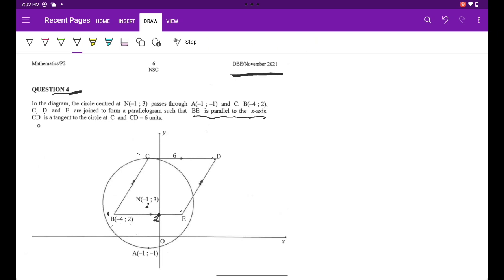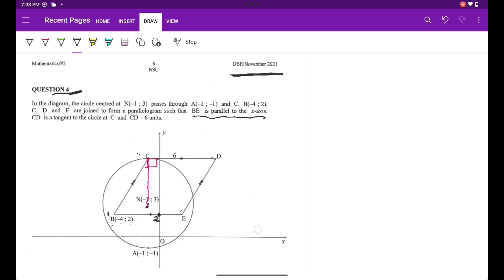Right, now CD is a tangent to the circle at C. The other thing that we should remember about a tangent is that a tangent is perpendicular to the radius. That theorem indicates that a tangent and a radius are perpendicular to each other. So we should remember that fact. Now that we have explained everything, we can go to the questions. Remember that CD is 6 units. They have given us that.